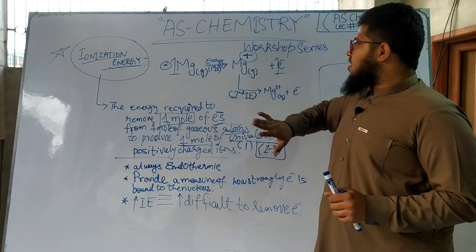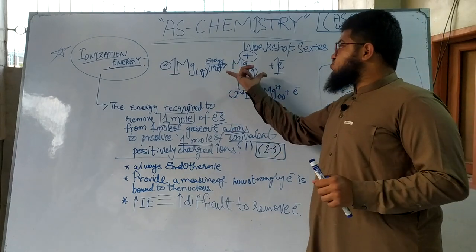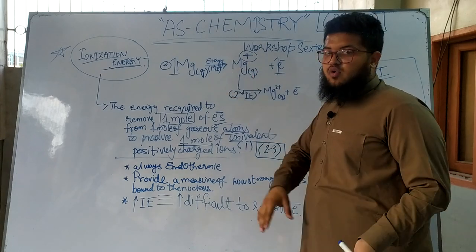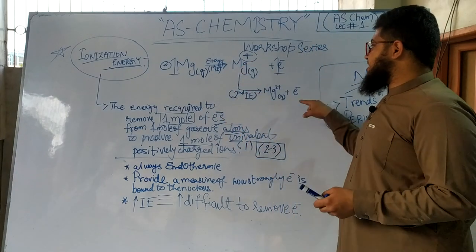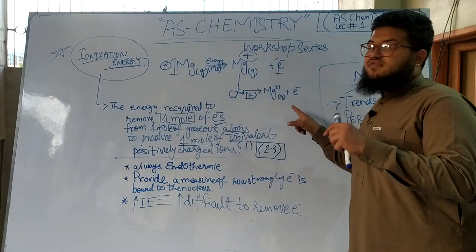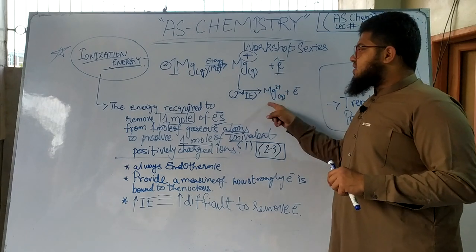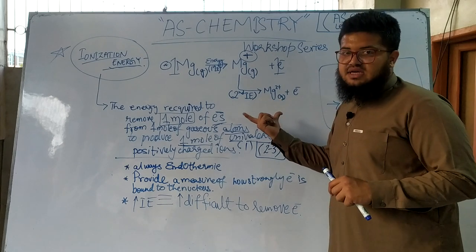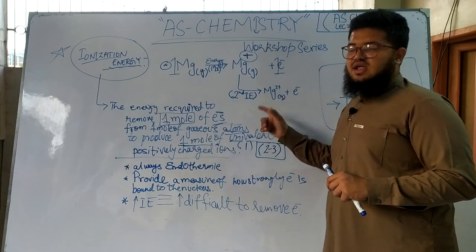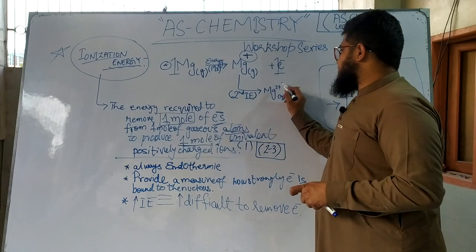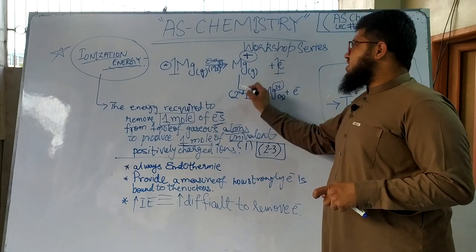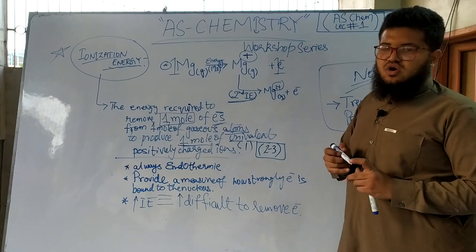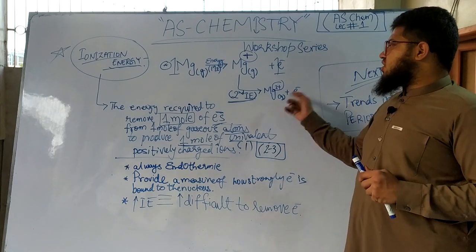Okay, and now if I provide further energy to these gaseous, univalent, positively charged ions, and if I remove another electron from it, another mole of electrons from it, then I'll get a positively charged divalent ion. Now this time, since the charge has become plus two, this energy that I provided will be called the second ionization energy. Okay, and another electron has been removed.